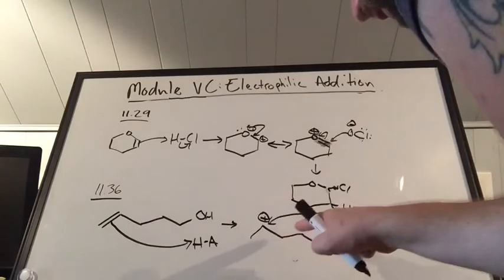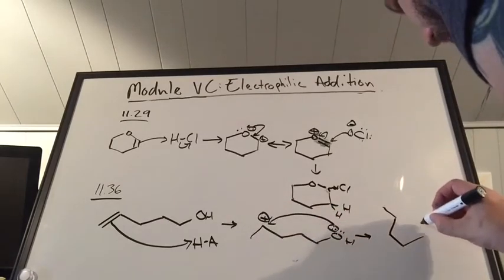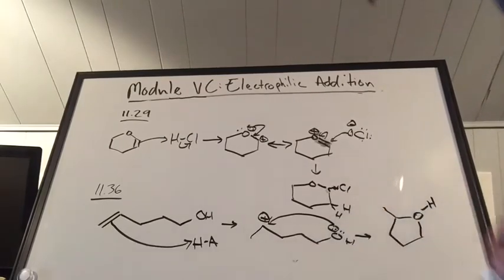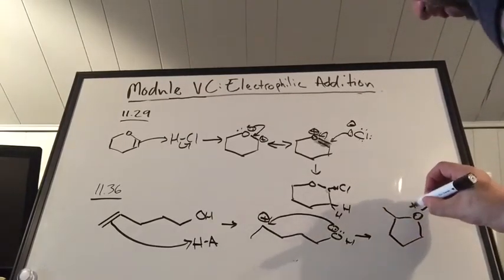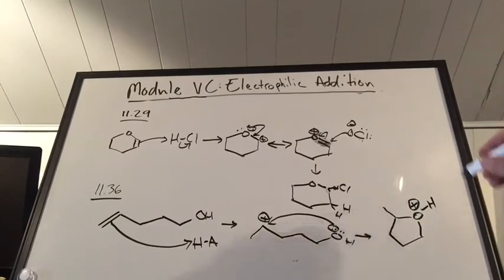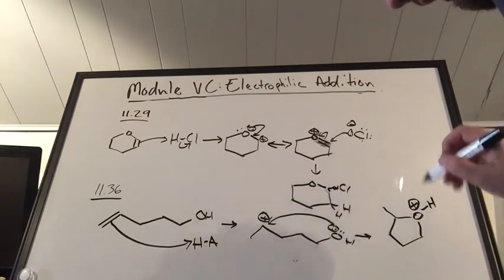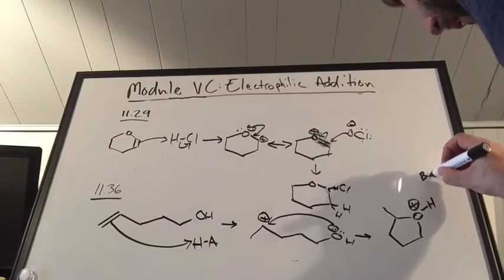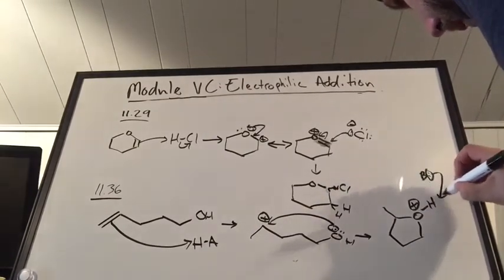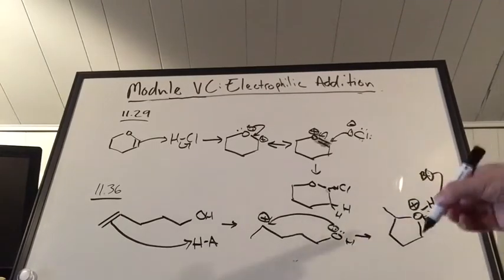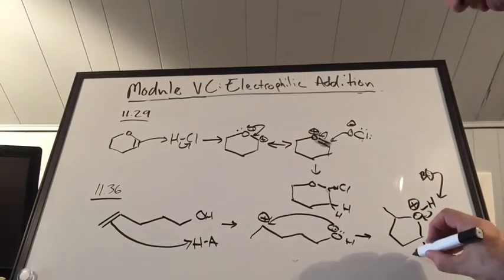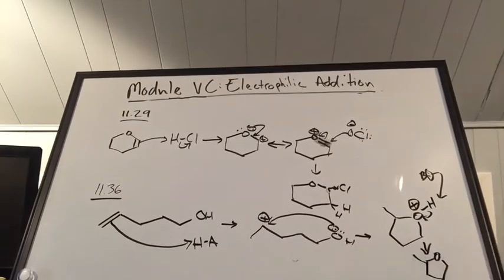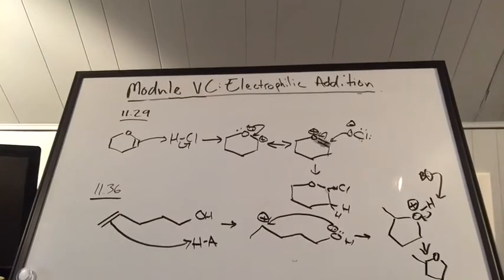So 1, 2, 3, 4, 5 membered ring. That positive charge right there. Okay, so this is going to be very acidic. So let's say water or some kind of generic base is going to be around to pick that up and have a stable ring as a product.